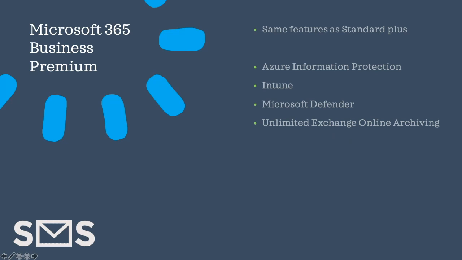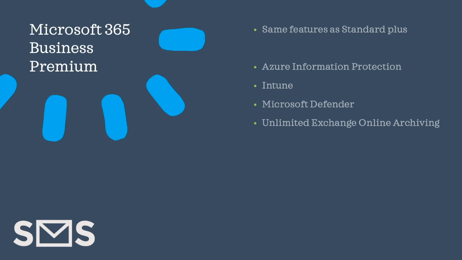So the next plan would be Premium. Now, Premium is exactly the same as Standard, but it comes with things like Azure Information Protection, which is the facility to encrypt emails and label confidential information such as your documents and files. So you can restrict access to certain files effectively using AI, as it's known.